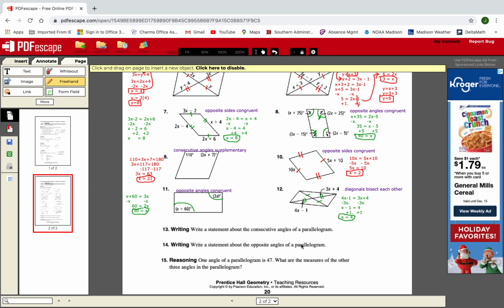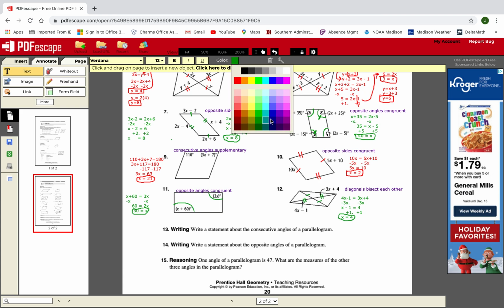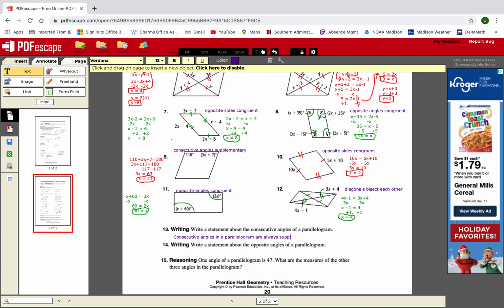Okay, let's look at this writing. Write a statement about the consecutive angles of a parallelogram. All right, let's put this in purple. You can actually look up at the notes that we typed in previously. Consecutive angles are supplementary. So let's write an actual statement, a full statement for that. Consecutive angles in a parallelogram are always supplementary.